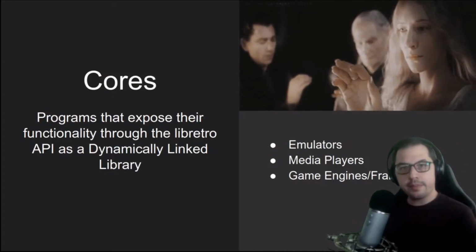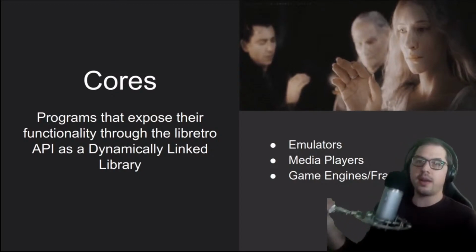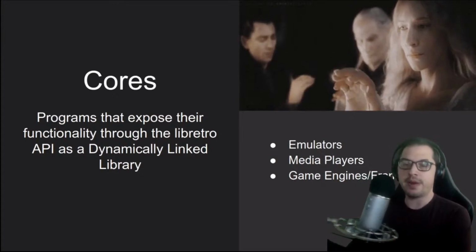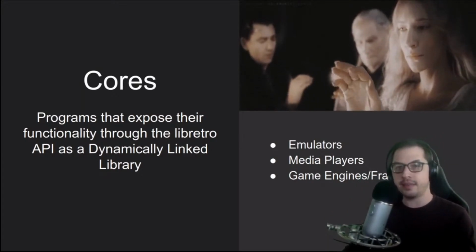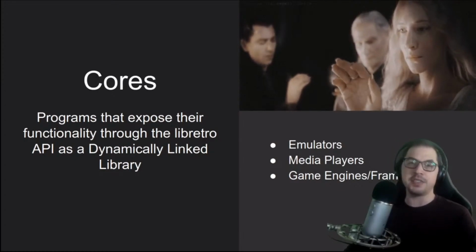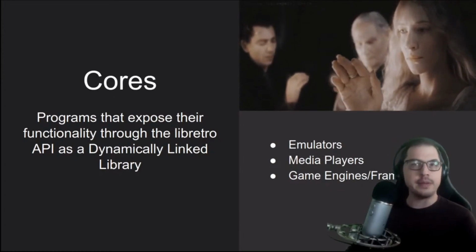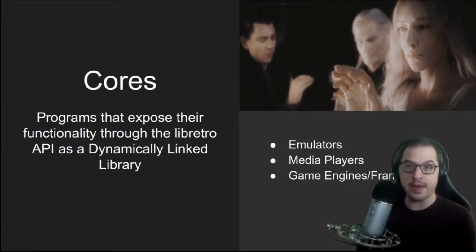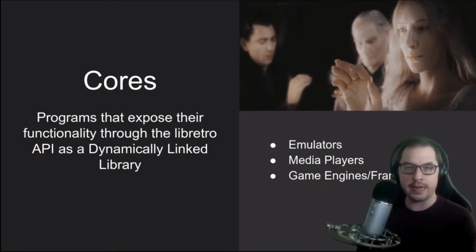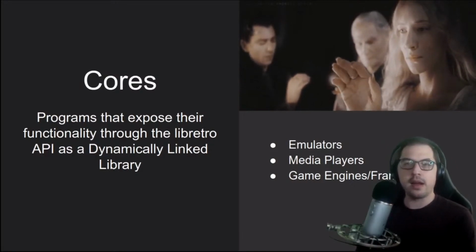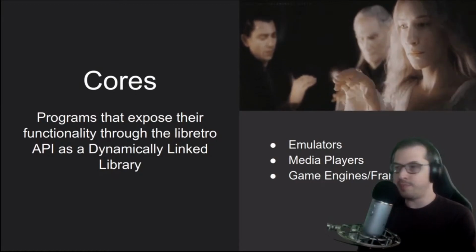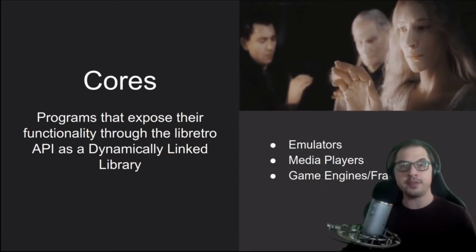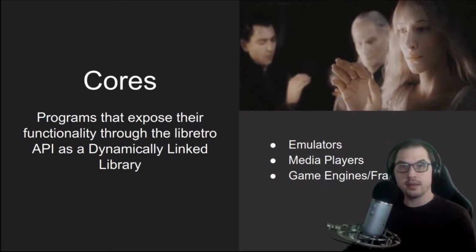But what are LibRetro cores? A LibRetro core is a program that exposes the meat of its application through the LibRetro API as a dynamically linked library. While these applications can have their own standalone implementation, this dynamically linked library allows front ends to use the LibRetro API to interact with them in a modularized fashion. There are a number of cores out there, split across a few different categories. I'll just cover emulators, media players, and game engines or game frameworks for this talk.